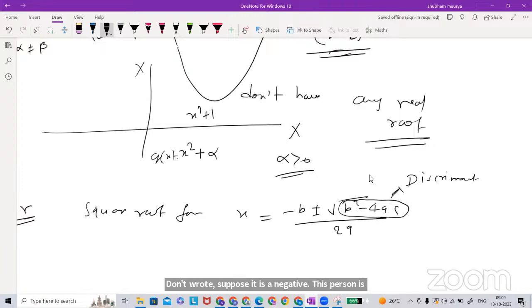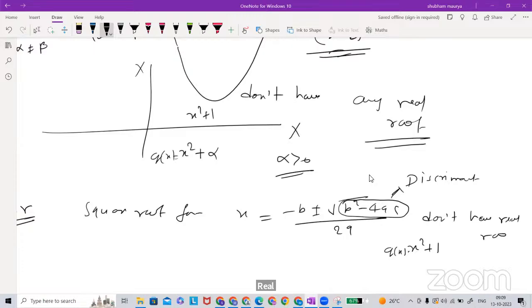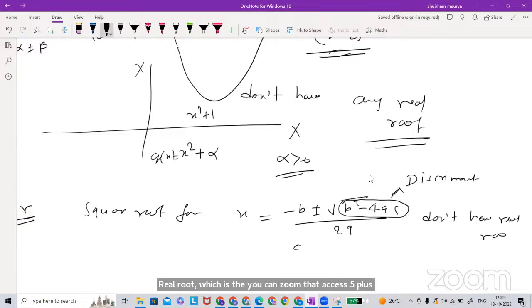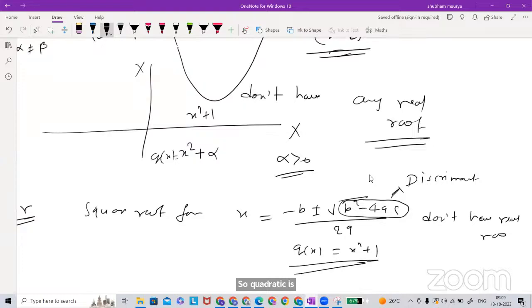It's called the discriminant. Suppose this is negative, then the root of a negative is not a real number. So in this case, it doesn't have a real root. You can check with this one: the quadratic is x square plus 1.